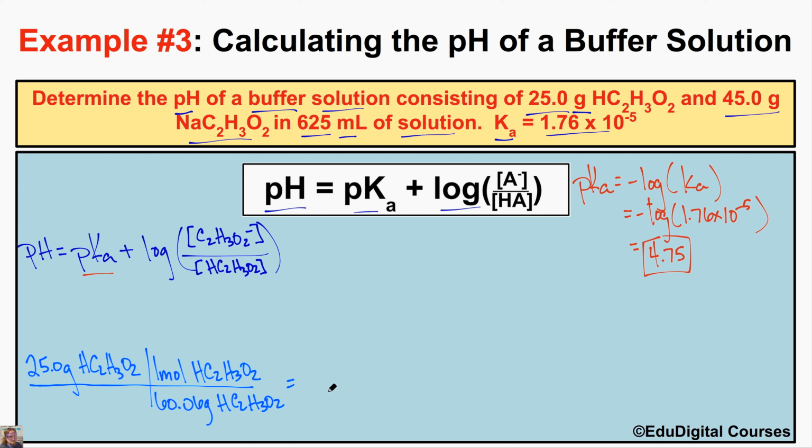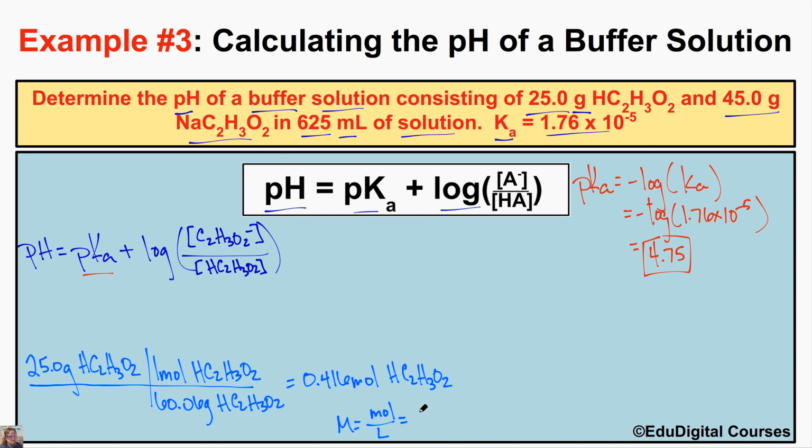And so this is going to give us 0.416 moles of HC2H3O2. But we don't want to know the number of moles, we want to know the concentration, or the molarity. So what we have to do now is carry this one step further, using our molarity formula. We know that molarity is equal to moles per liter.